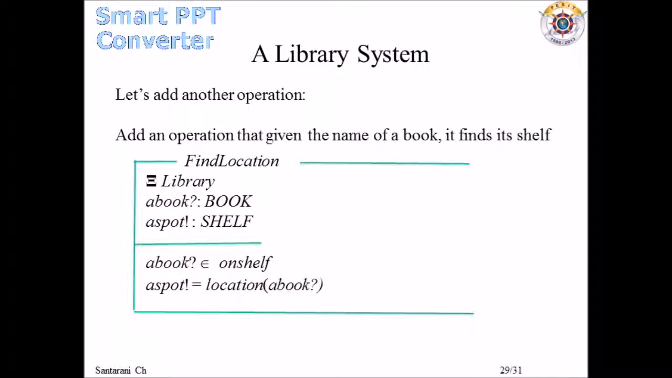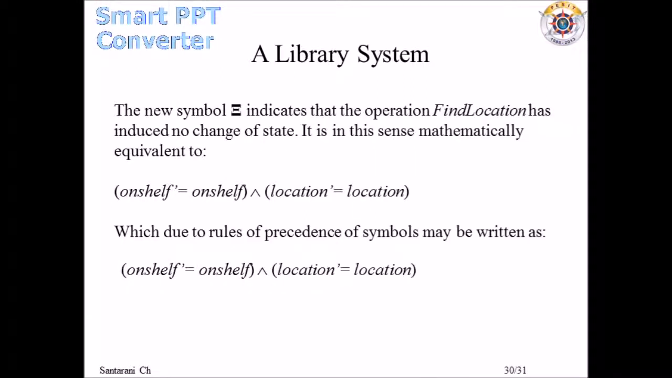So we are defining this book and shelf, and again we are going to check whether it is on the onShelf, and then if found, whether it is in the location of the book. The Xi indicates that the operation FindLocation has induced no change of state in the library function. It is a mathematical equivalent to onShelf dash equal to onShelf and location dash equal to location, which due to rules of precedence may all be written as onShelf equal to onShelf. And we simply need to find the location of that book.